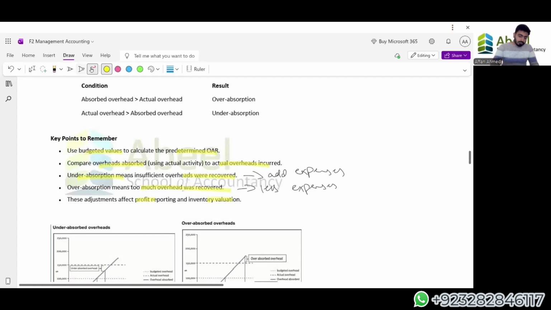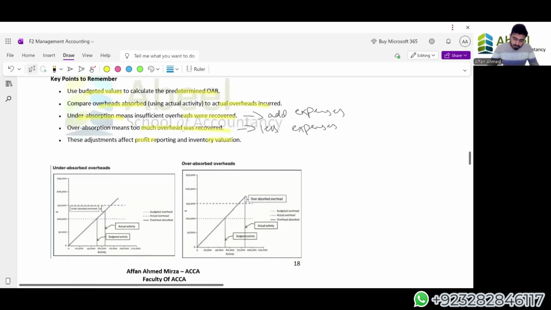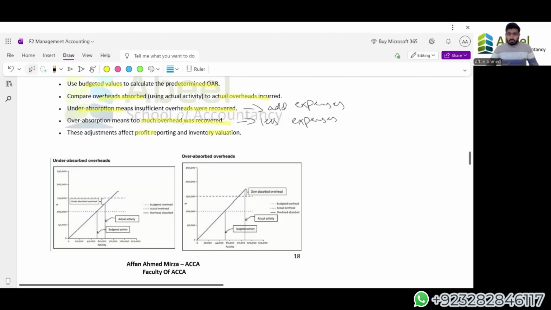I've given you the graphs as well here. You can easily see the graphs and determine the actual adjustments that we have. Not much to do here. If you have the concept of under over absorption, this will be very easy for you guys.